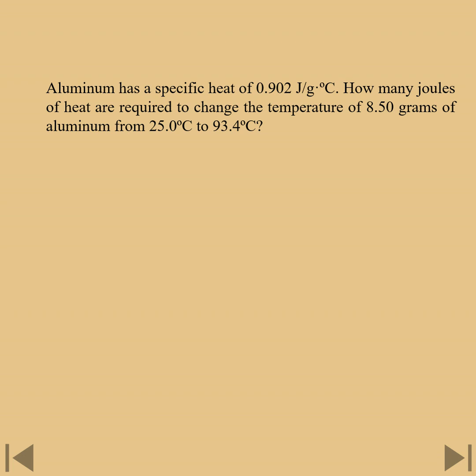Okay, we're told that aluminum has a specific heat of 902 joules per gram degree C. How many joules of heat are required to change the temperature of 8.5 grams from 25 to 93.4 degrees C? Okay, well, what's our primary equation? Same one we've seen for a long time.